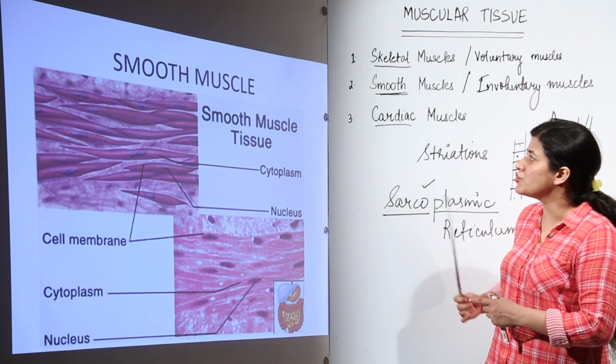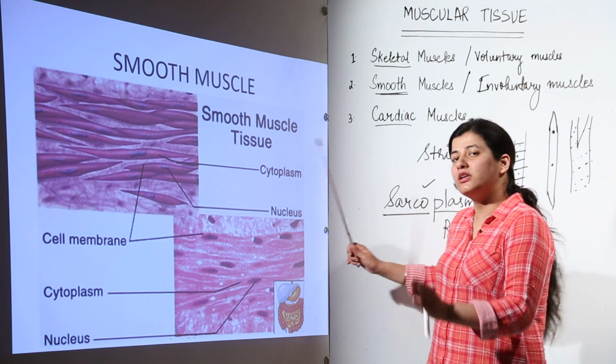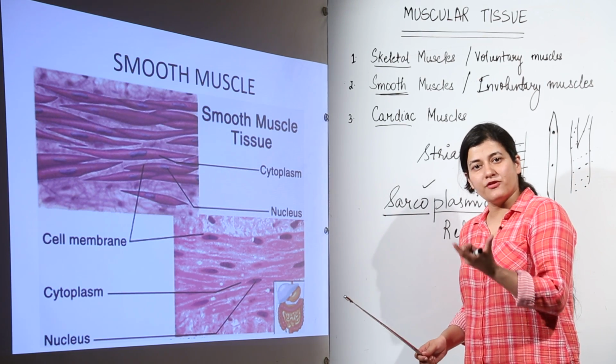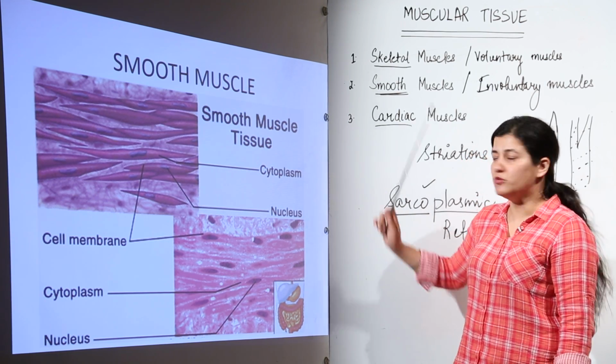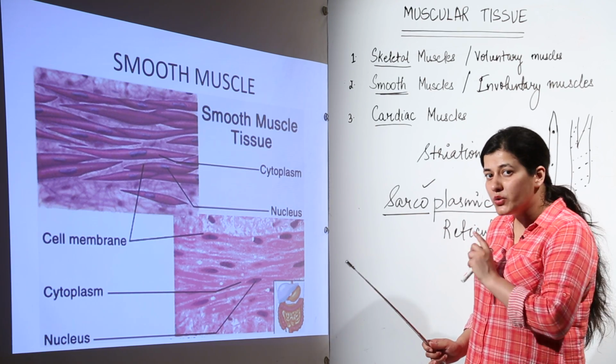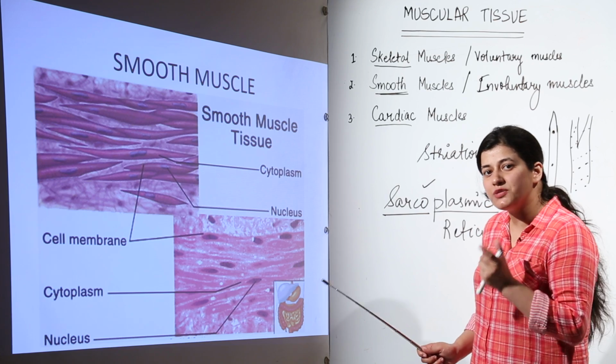That is under the control of smooth muscles. The control is of course of the nervous system, but the type of tissue which is present would be smooth muscles. Smooth muscles are not striated. You are not going to find striations present over there.